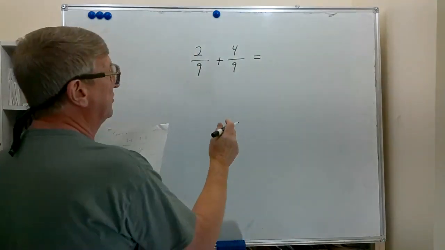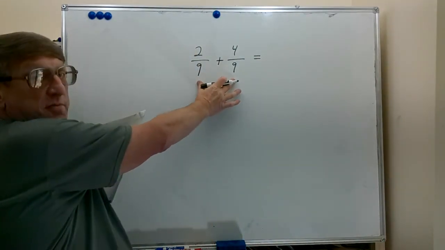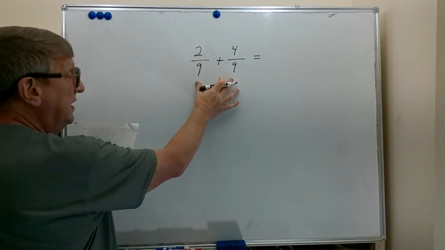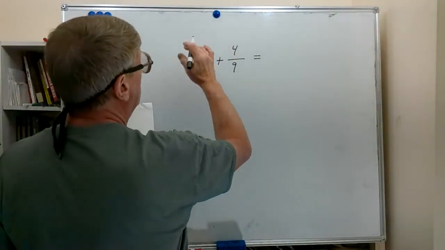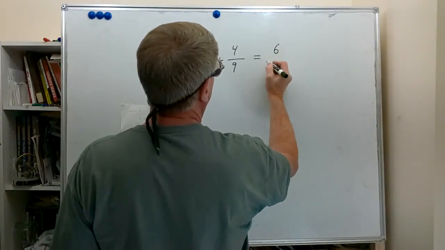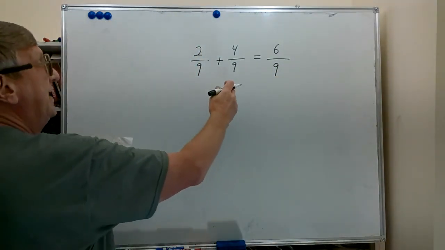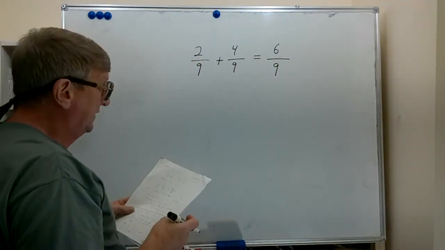Now, the important thing is that to add fractions, the denominators have to be the same. And here we see that both denominators are 9. So we can simply add the numerators. 2 plus 4 equals 6. And we keep the same denominator, 6/9. We've added ninths, we ended up with ninths.